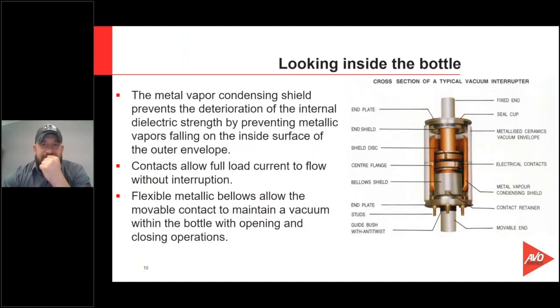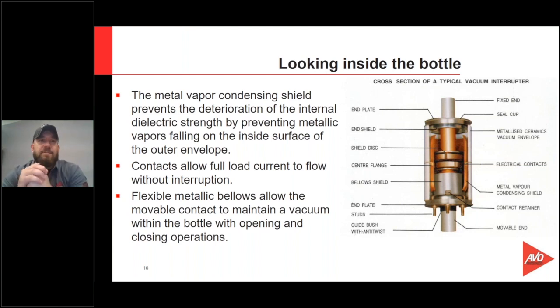Okay, so I already talked a little bit about this, but just to break down a little more about what's going on inside here, we've got the same basic components as far as our contacts, our movable and our fixed contact again. Our set of contacts inside, remember these are a butt contact. We've got flexible metallic bellows as well, and so forth.